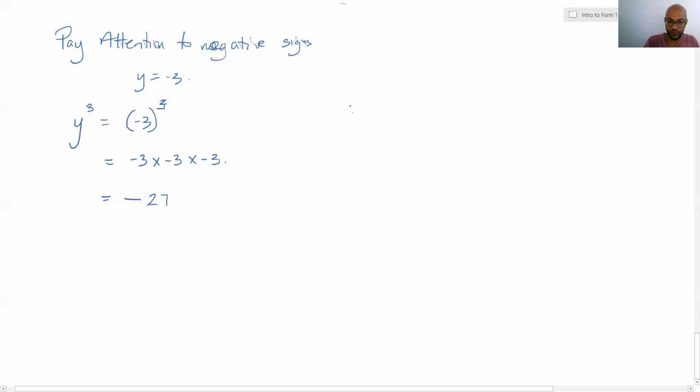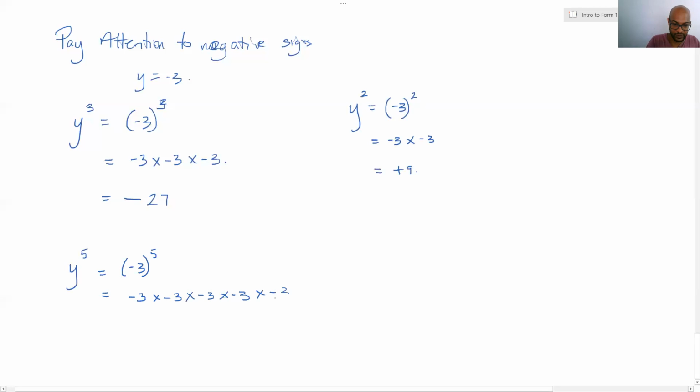Whereas if we have y squared, right? And this power here is even, then the answer that I'm going to get is going to be a positive answer. Let's try that, test it again. Look at y to the power of 5. That will be negative 3 to the power of 5. So I'm going to have negative 3 by negative 3 by negative 3 by negative 3 by another negative 3.